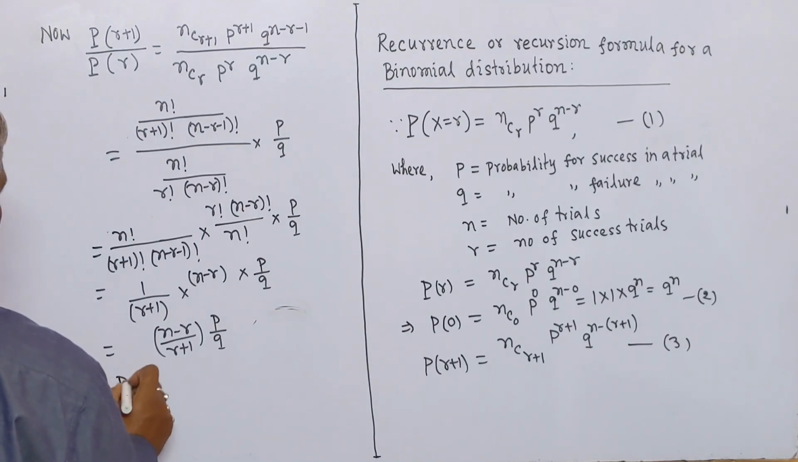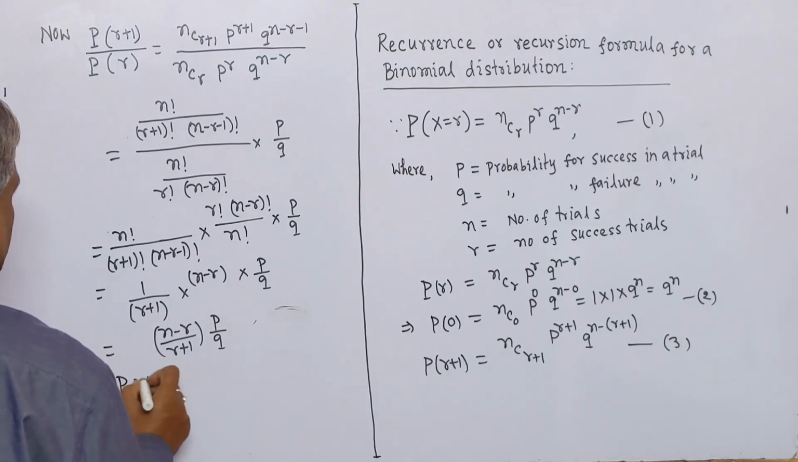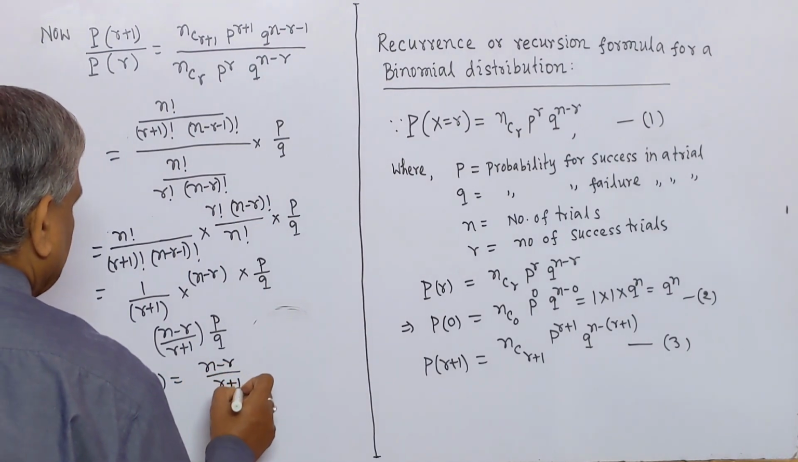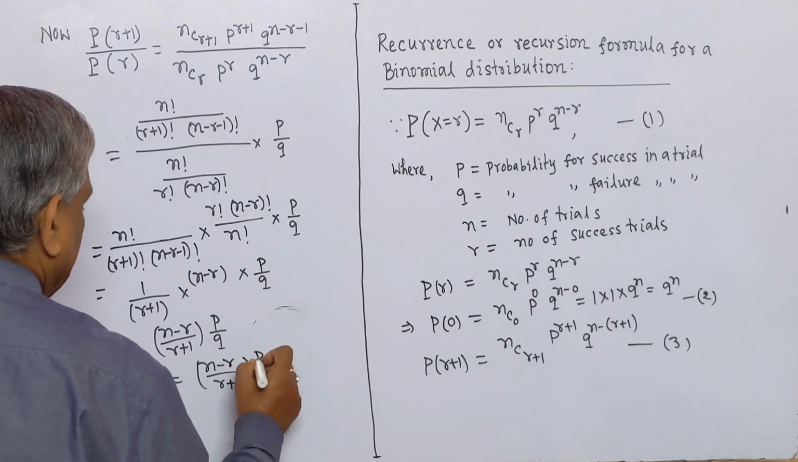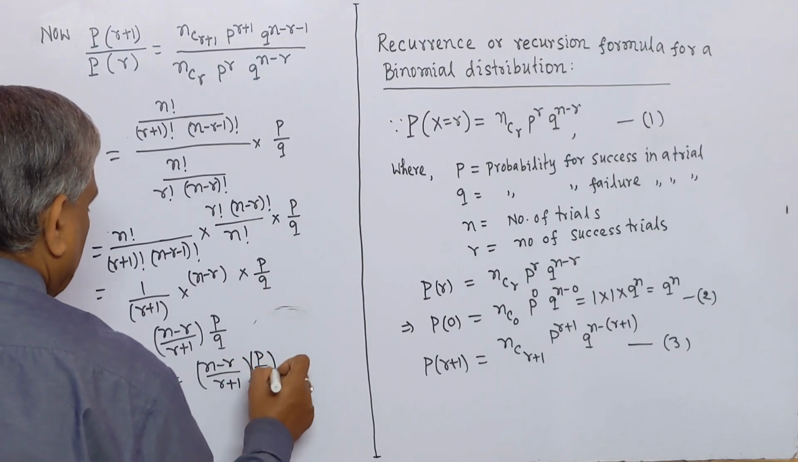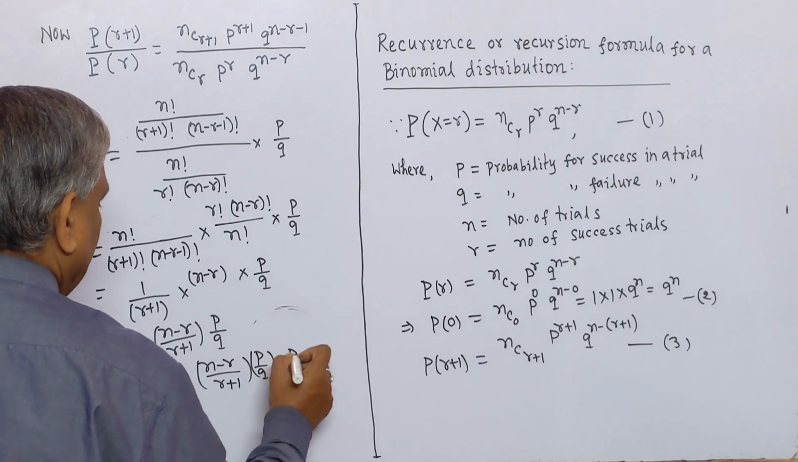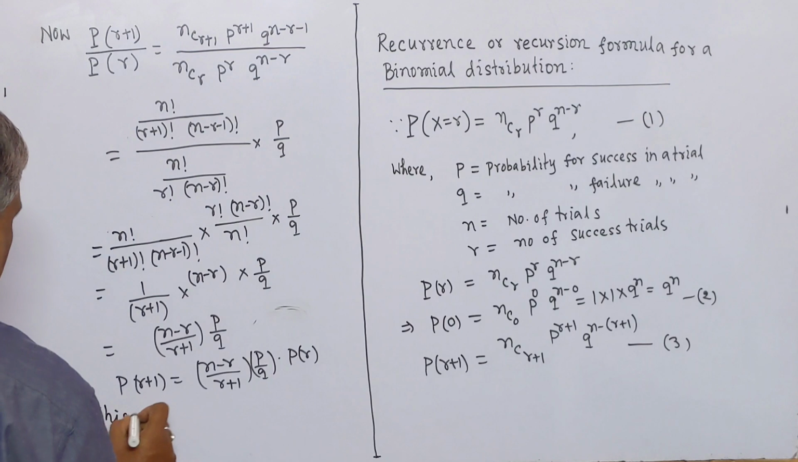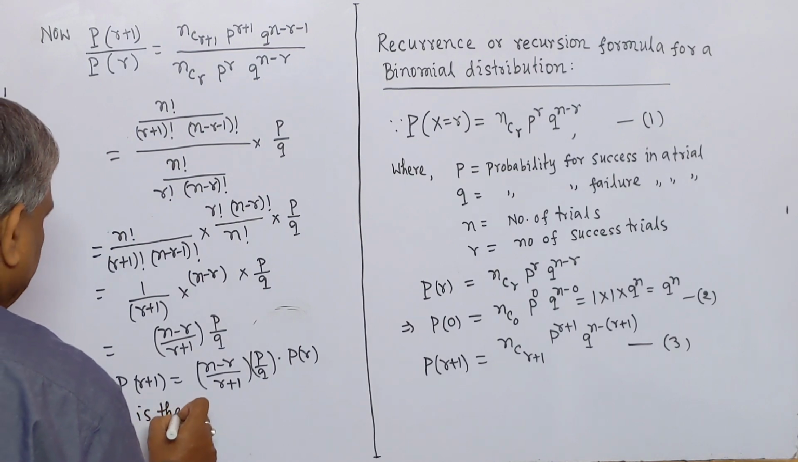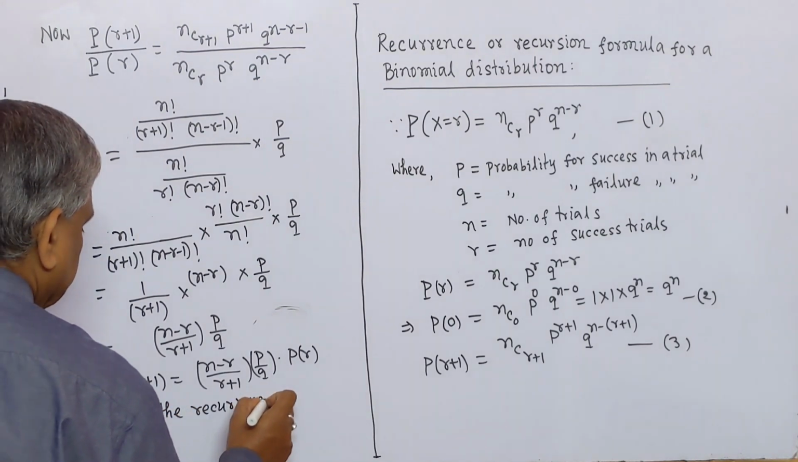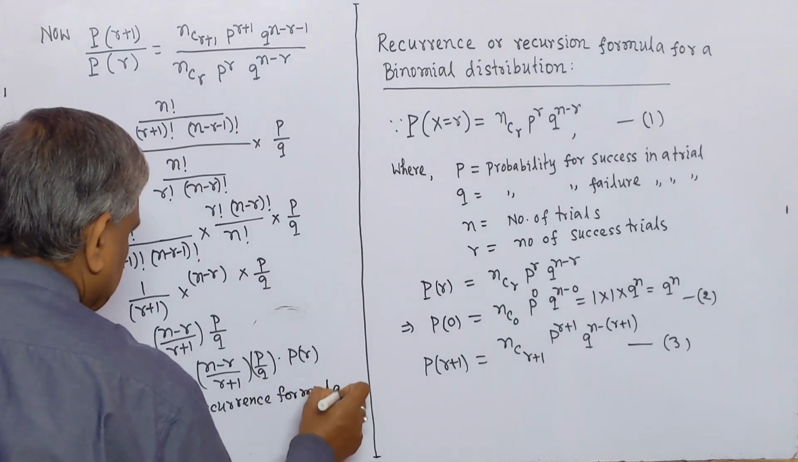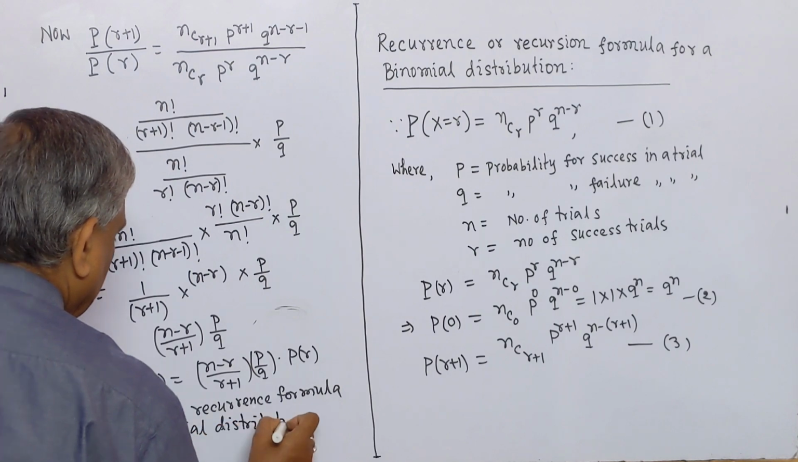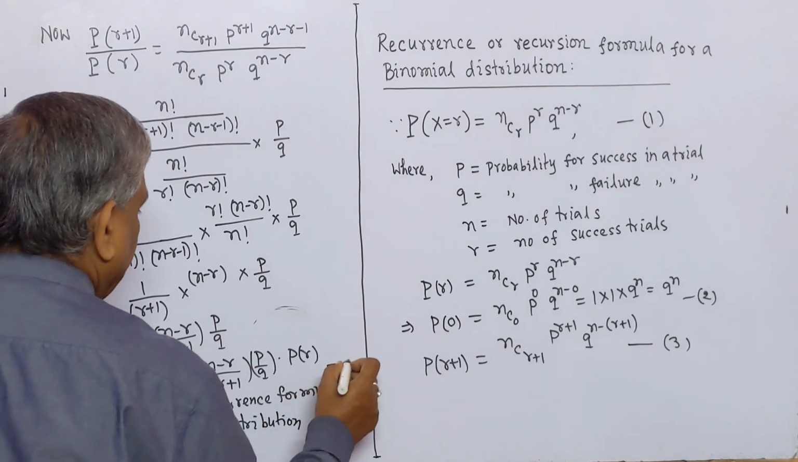Implies that P(r+1) equals (n-r) by (r+1) p by q multiply P(r). This is the recurrence formula for binomial distribution. This is number 4.